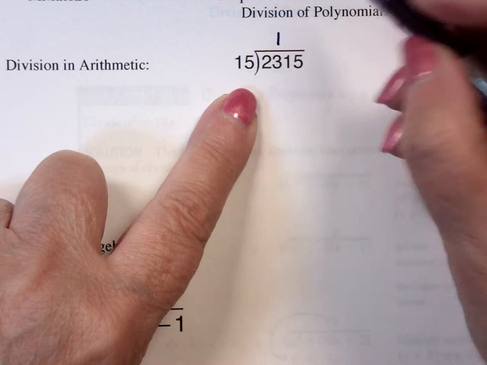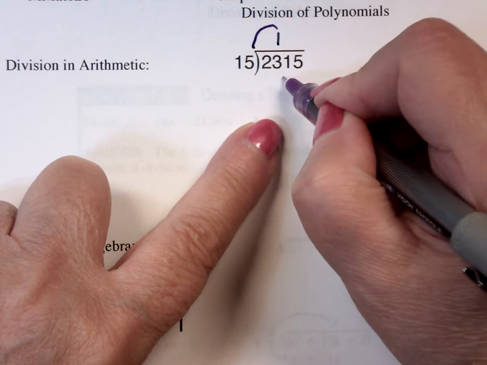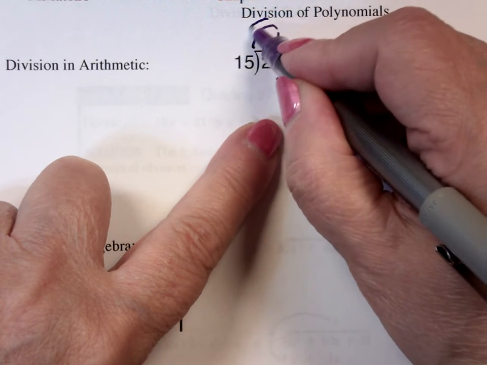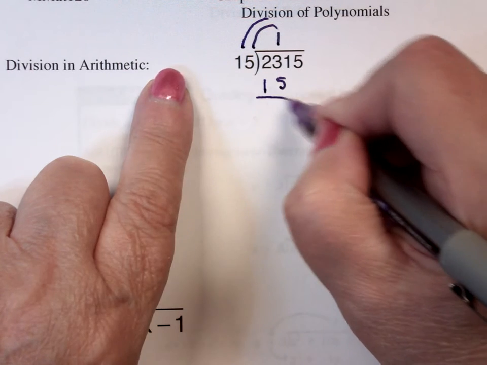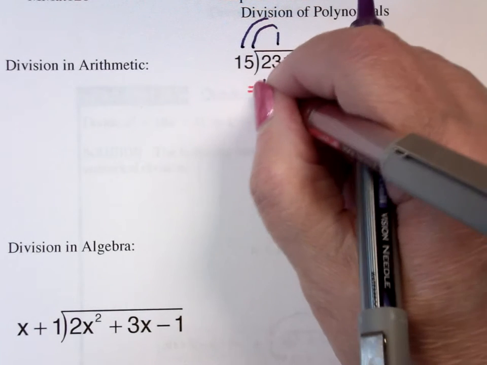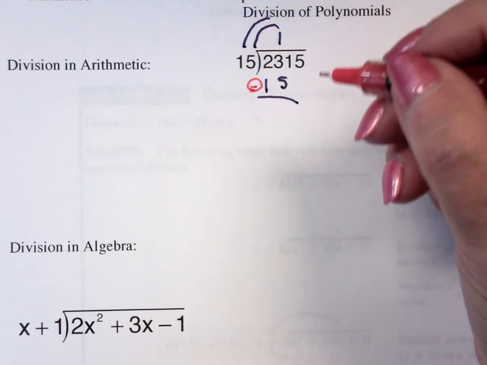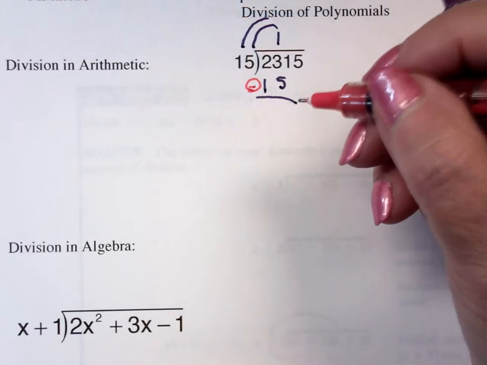You would say 1, right? Then what would you do? 1 times 5 is 5. 1 times 1 is 1. Then what's the next step in the process? Subtract. And see, it changes the sign. So it was a positive 15, now it becomes a negative 15.